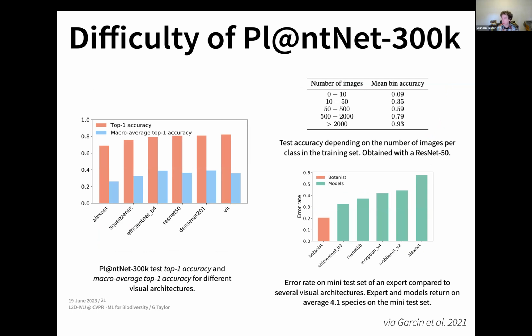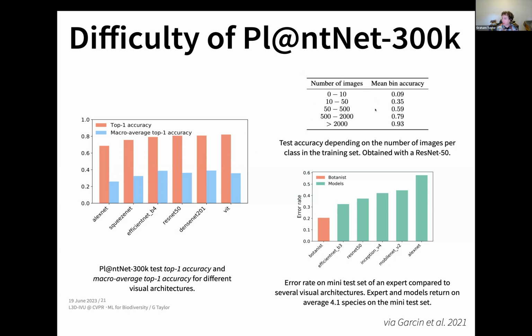So if you report just top one accuracy, where you average your accuracy over all the images in the test set, then you actually look like you have reasonable performance, whether you're using CNNs or ViTs. But if you take an alternative view, use a different metric called macro average top one accuracy, where you average within the classes first before computing a final average, you see that performance drops. So really what's happening in top one is the performance is being dominated by those few species that are well represented in the training set. But for other species, the model is just not performing very well.